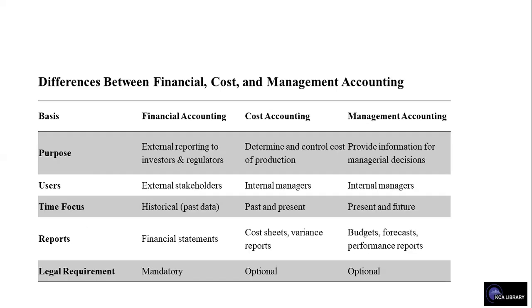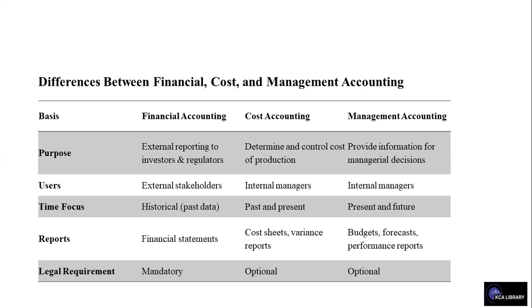We have the various differences between financial, cost, and management accounting. When we talk about financial accounting, as per purpose, it's for external reporting to investors and regulators. And for cost accounting, it's to determine and control the cost of production. And for management accounting, it's to provide information for managerial decisions.